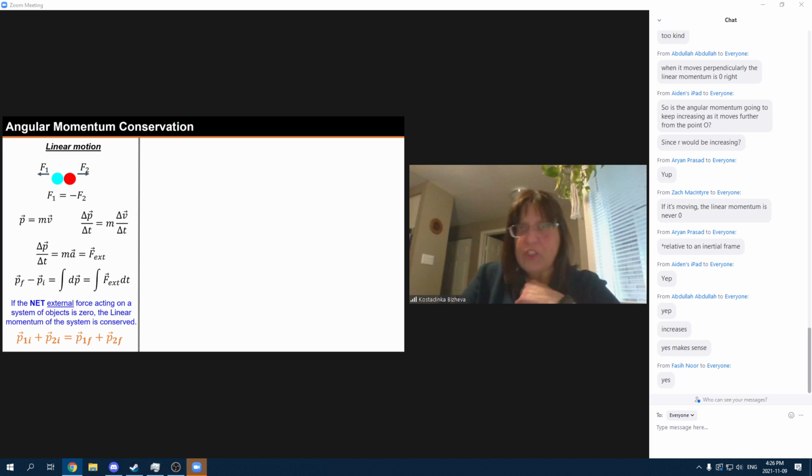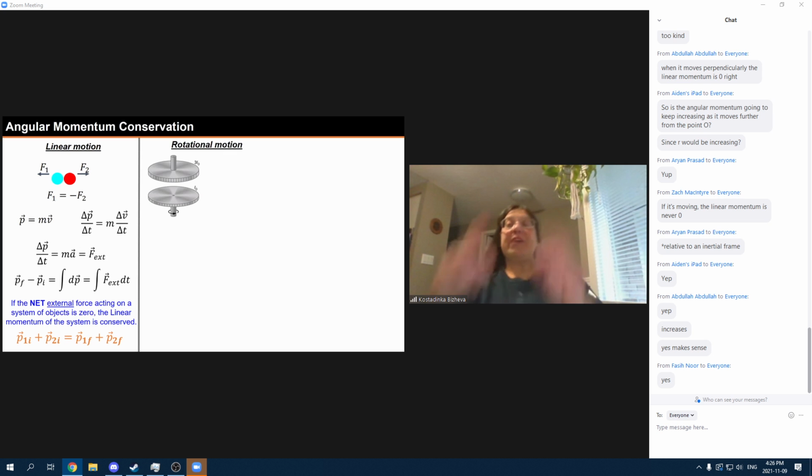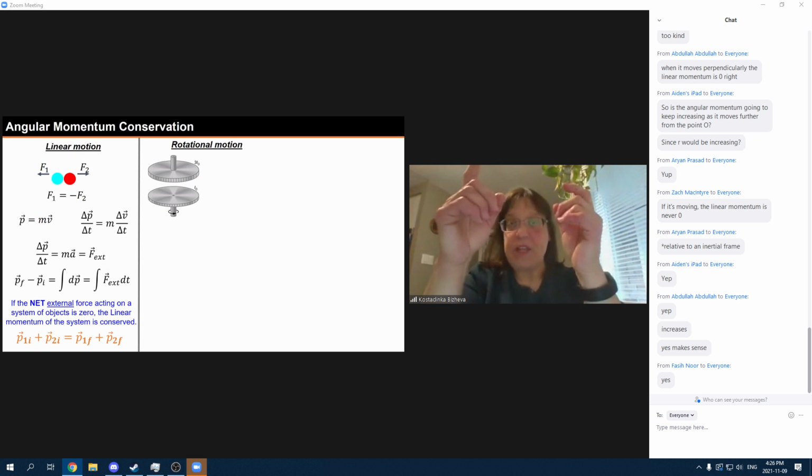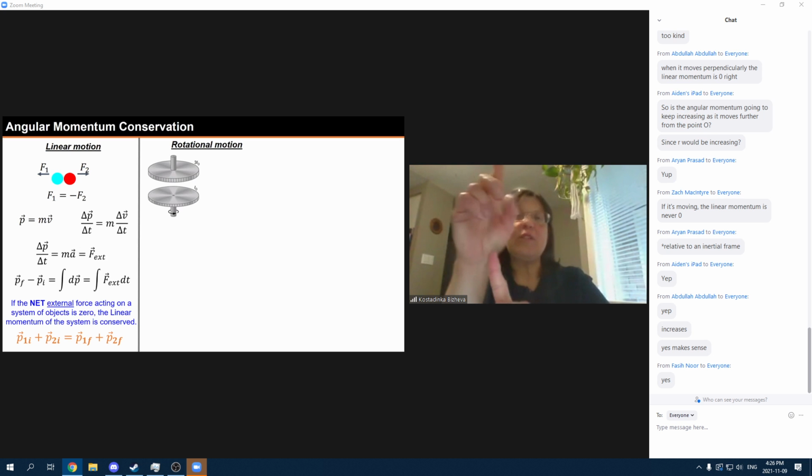Now, in the rotational world, we can imagine a very similar scenario, and we can use pretty much the same approach to define a conservation law for the angular momentum. Let's consider two objects that are rotating. So imagine that you have two disks that are rotating around the same major axis of rotation.